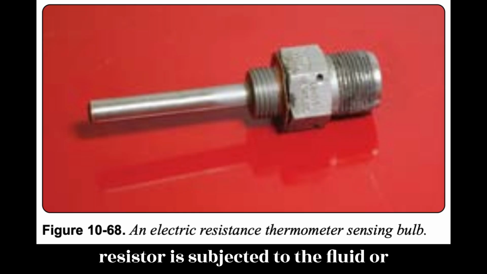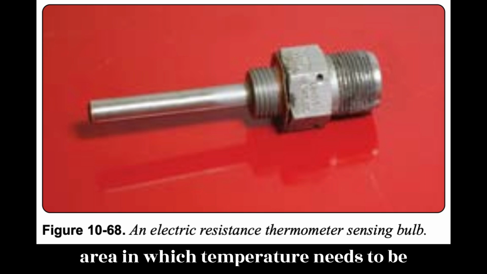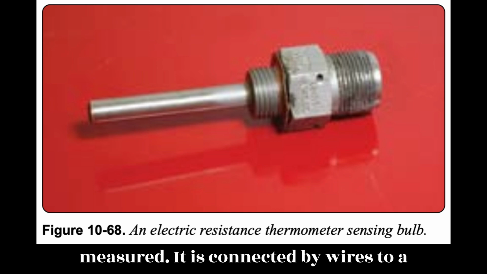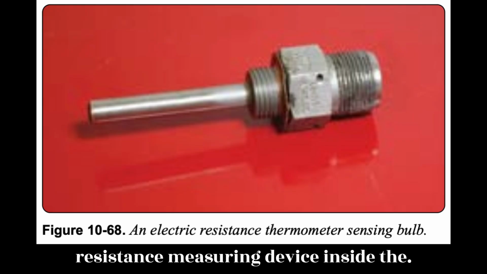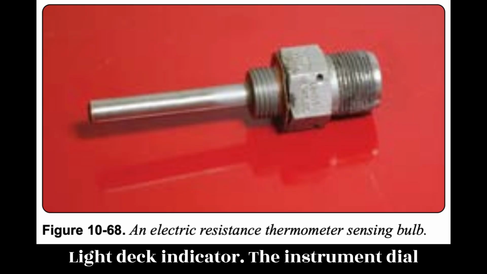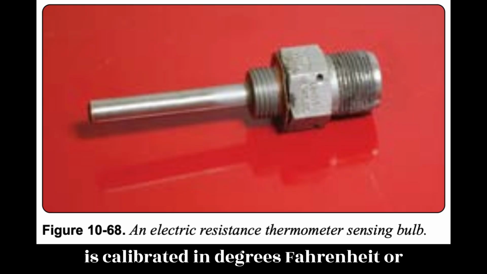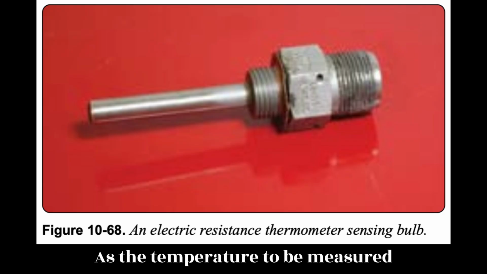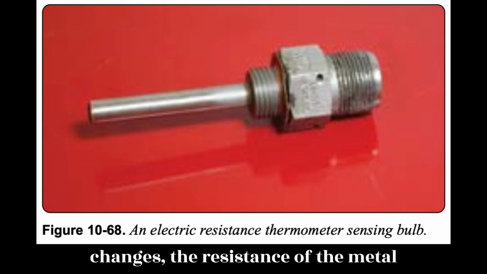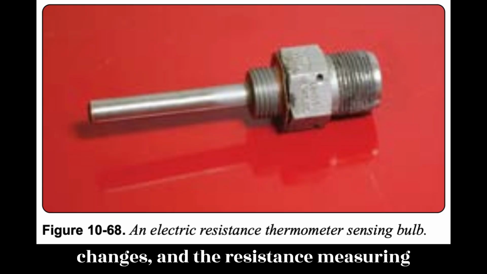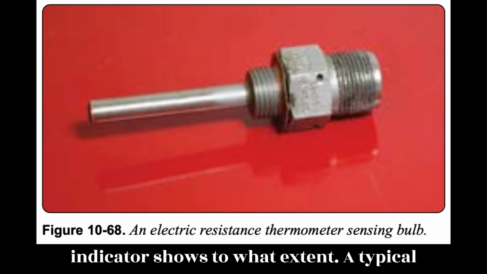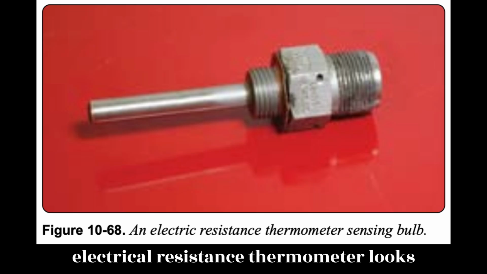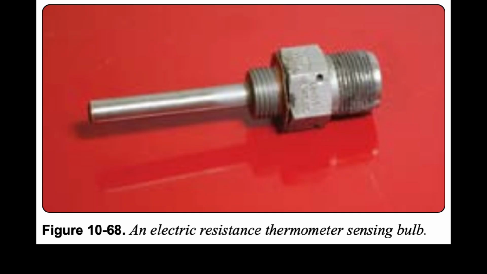The metal resistor is subjected to the fluid or area in which temperature needs to be measured. It is connected by wires to a resistance measuring device inside the flight deck indicator. The instrument dial is calibrated in degrees Fahrenheit or Celsius as desired rather than in ohms. As the temperature to be measured changes, the resistance of the metal changes and the resistance measuring indicator shows to what extent. A typical electrical resistance thermometer looks like any other temperature gauge.